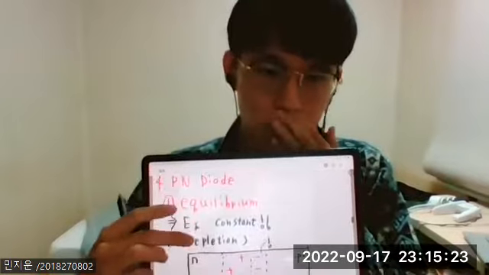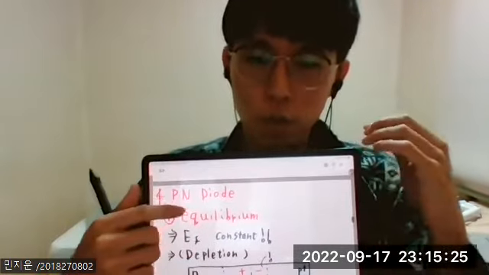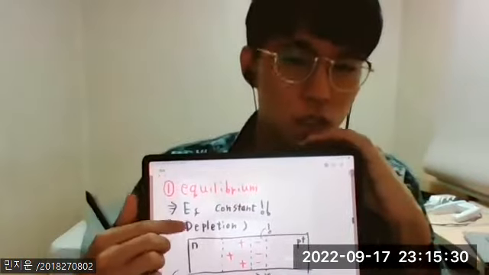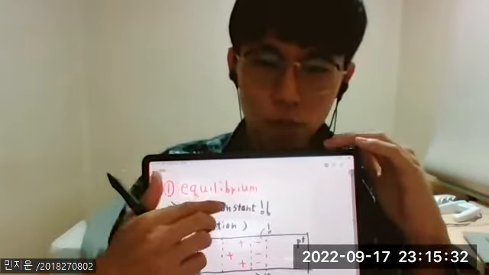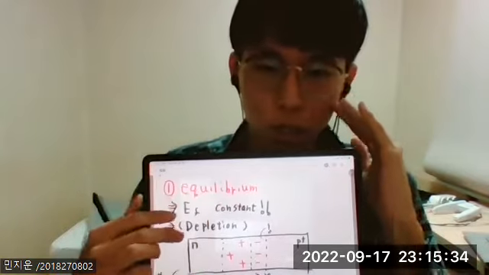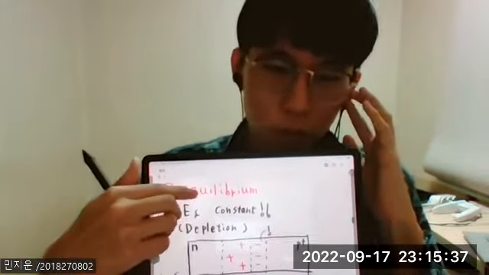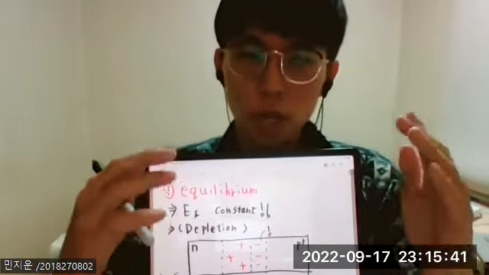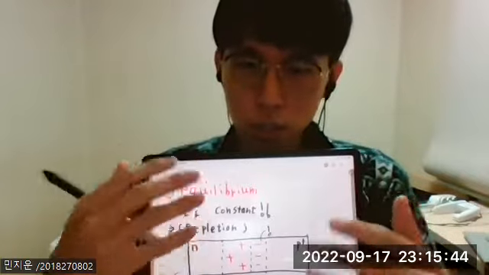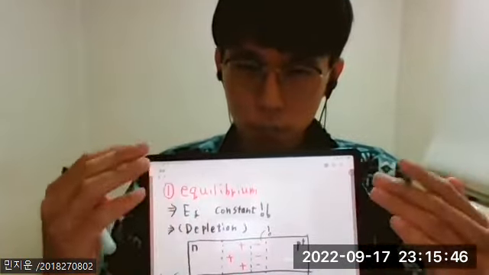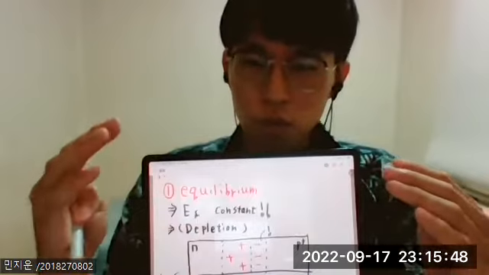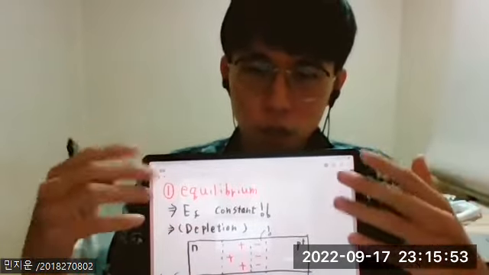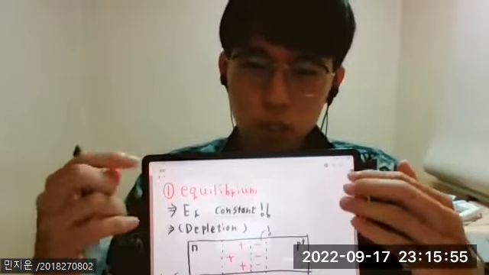Next, I explain about the PN diode. First, I explain about the equilibrium state. Before I explain it, I explain about the Fermi level. The Fermi level is the energy level at which the electron existence probability is 50%.